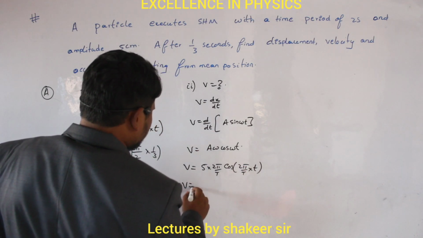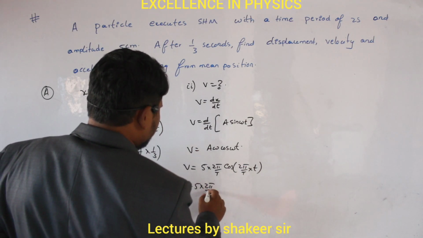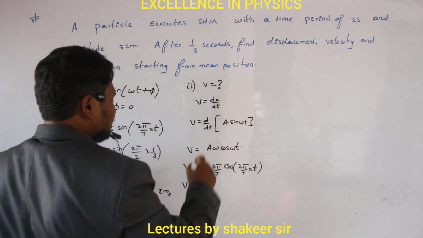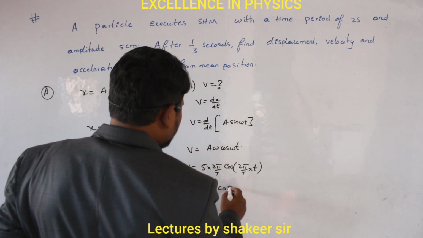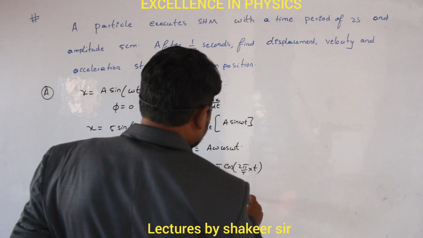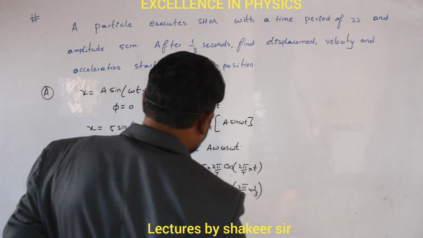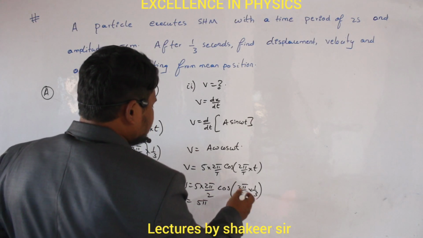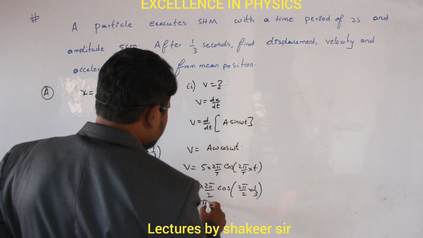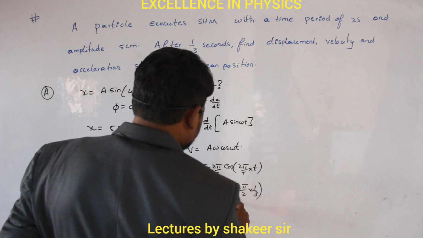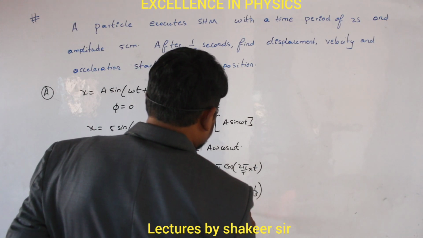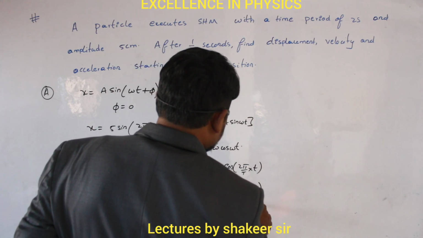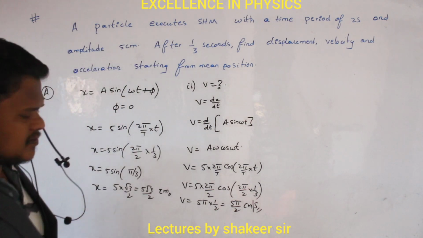So v is equal to 5 into 2π by, instead of capital T, 2 seconds, because the time period is given as 2 seconds, cos(2π by 2 into 1 by 3). Clear? So v is equal to 5π, and cos 60 value is 1 by 2. Therefore, v is equal to 5π by 2 centimeters per second. This is the velocity of the particle.